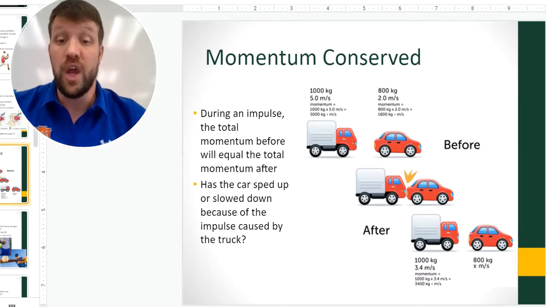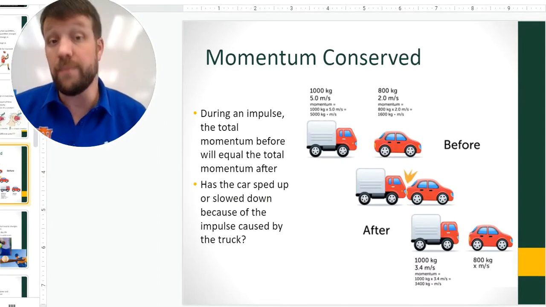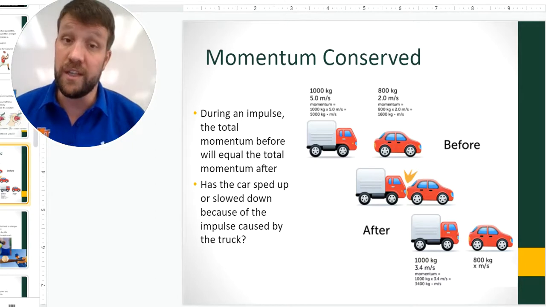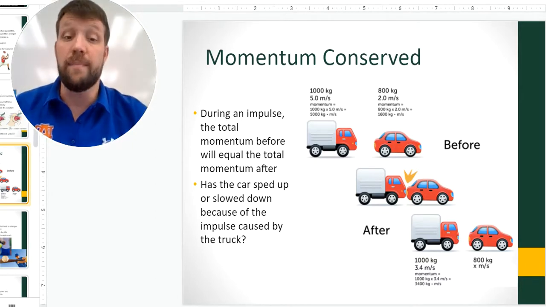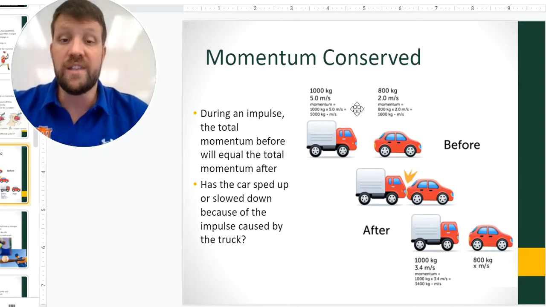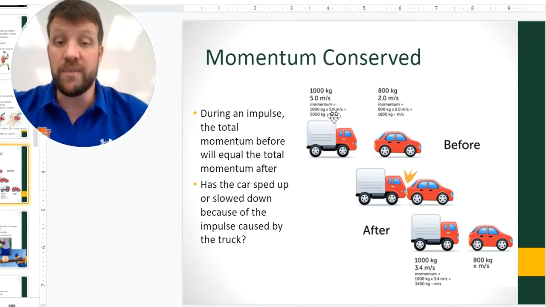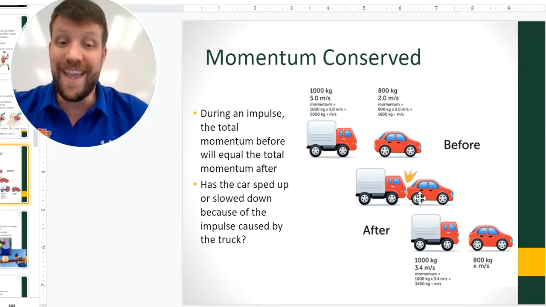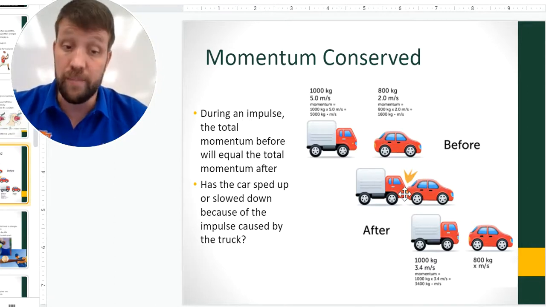So during an impulse, we're going to have a transfer of momentum through a system. So some collisions happening there. A force is applied for some amount of time. There will be a transfer of momentum. And what we could do real quick here is say, okay, we have a 1,000 kilogram object at 5 meters per second, an 800 kilogram object at 2 meters per second. They collide. So there's some amount of impulse here. There's a transfer of momentum.